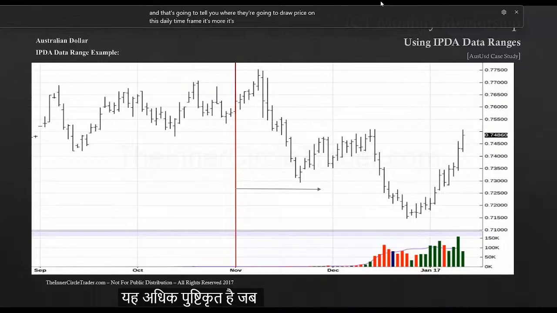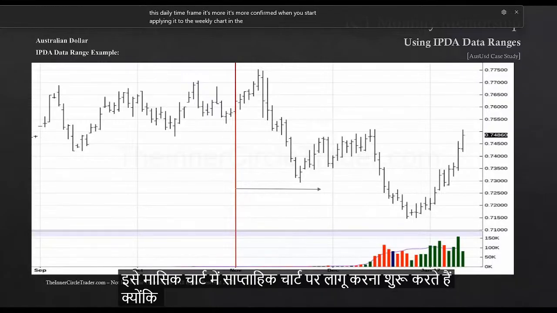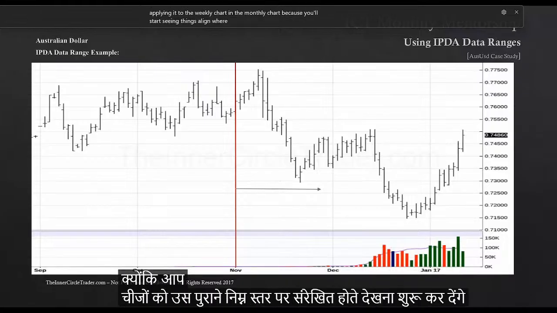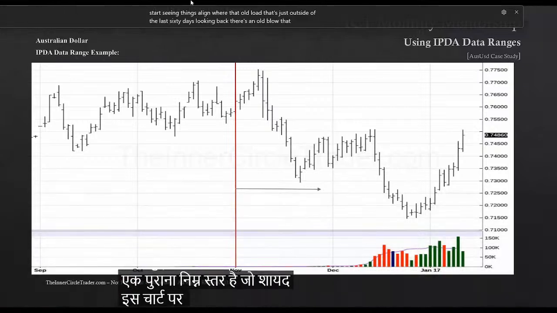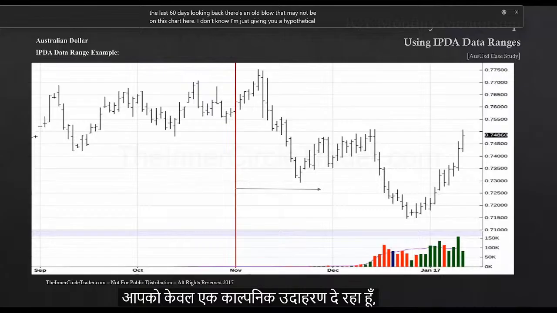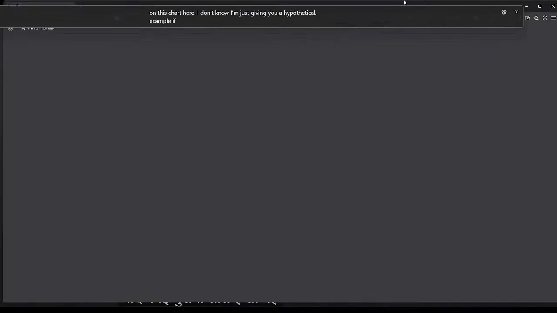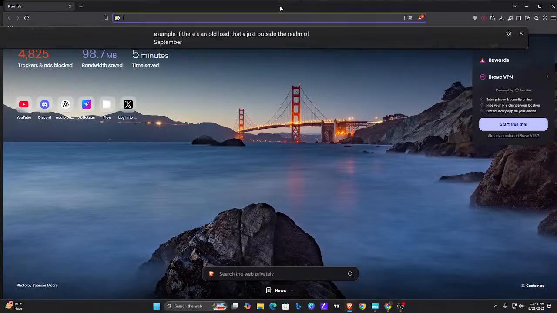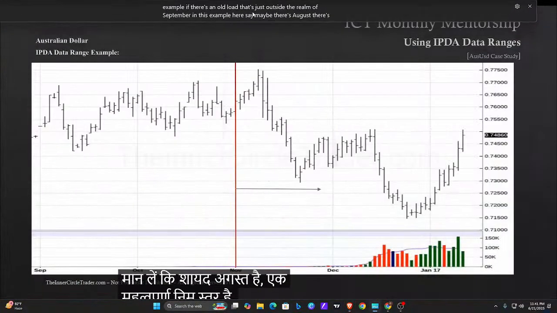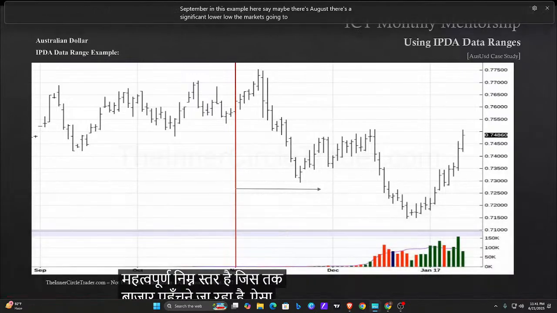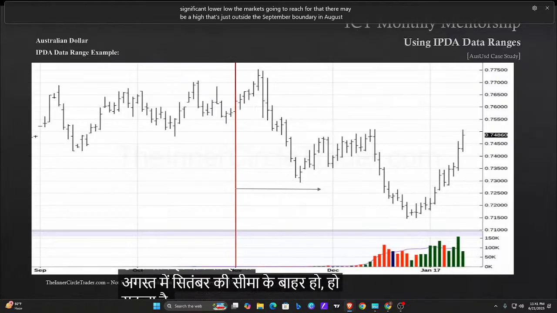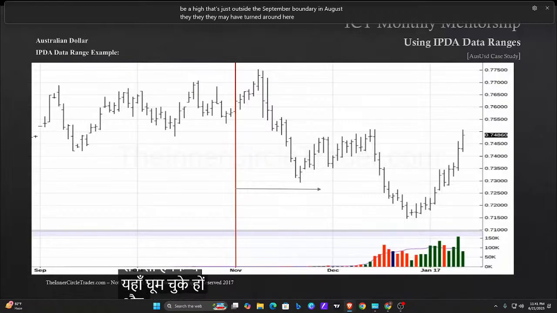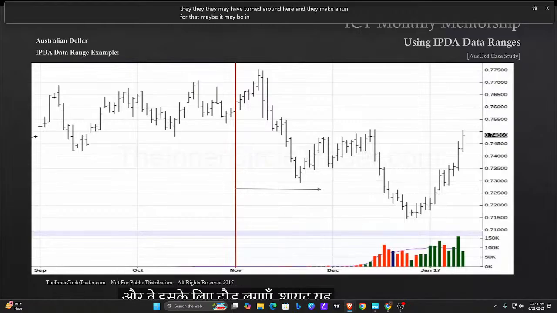It's more confirmed when you start applying it to the weekly and monthly charts, because you'll start seeing things align, where that old low just outside of the last 60 days looking back may not be on this chart here. I'm just giving you a hypothetical example. If there's an old low just outside the realm of September in this example, say maybe in August, there's a significant lower low, the market's going to reach for that. There may be a high just outside the September boundary in August. They may turn around here and make a run for that. Maybe it's in the 78 price range for Aussie.